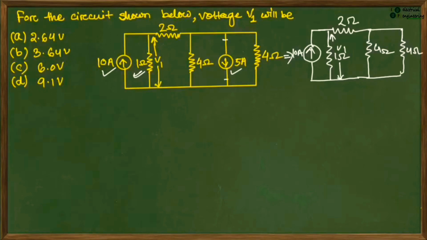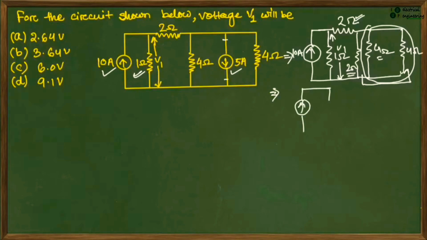Here two resistances each of 4 ohm are connected in parallel, so their equivalent will be 4 by 2, so 2. Now these two and that 2 are connected in series, so the total resistance will be 2 plus 2, that is 4. Let me again redraw the circuit so that everything is clear. This is 1 ohm, this is 4 ohm, and this is the 10 ampere source.